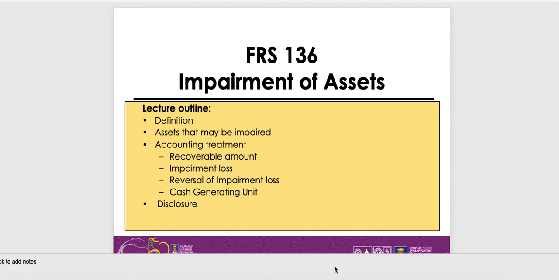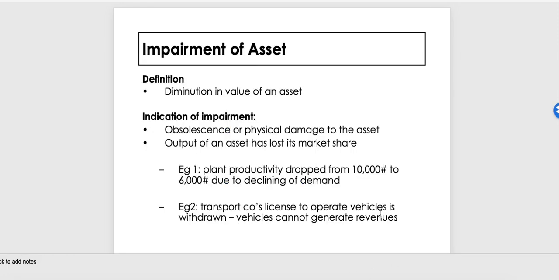Now I'm going to explain MFRS 136, that is impairment of assets. This MFRS applies to PPE under FAR 320, which is PPE and intangible assets. The impairment here, by definition, means that there is a diminution in value of an asset. There is a reduction in the value of the asset due to several factors, for example obsolescence or physical damage to the asset.